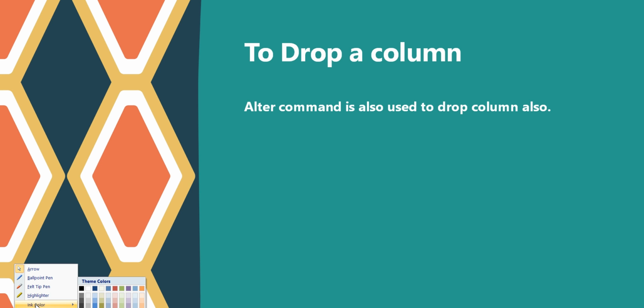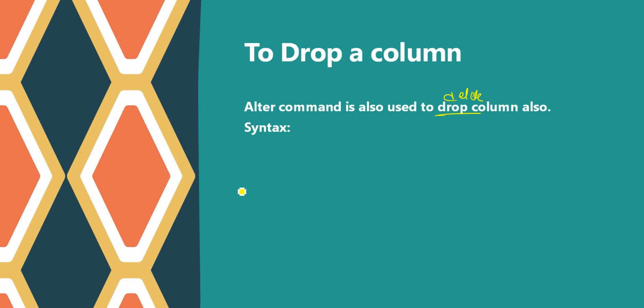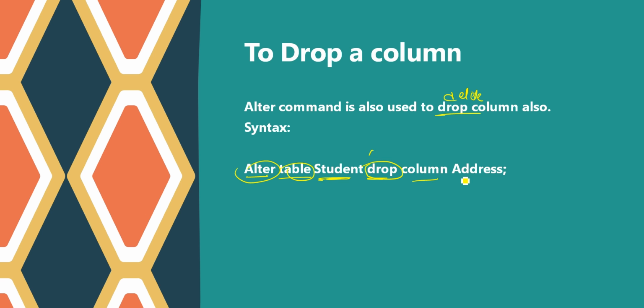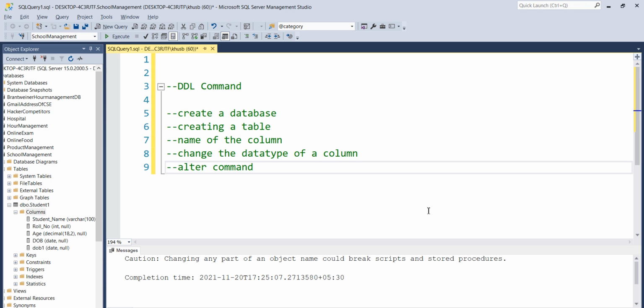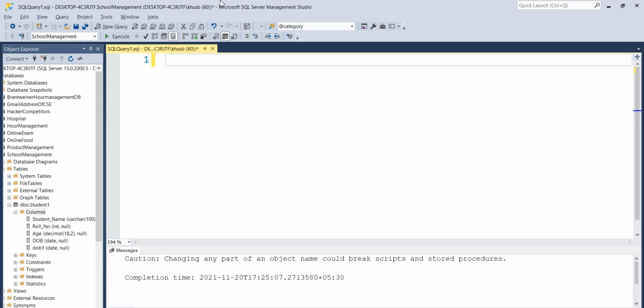And what will be the syntax? Alter command is also used to drop a column. Drop means to delete a column. And the syntax would be alter, then the keyword table, then the name of the table, and then we have to use again a keyword called drop, and the name of the column. So let's just quickly go to our database and see this in a real way.